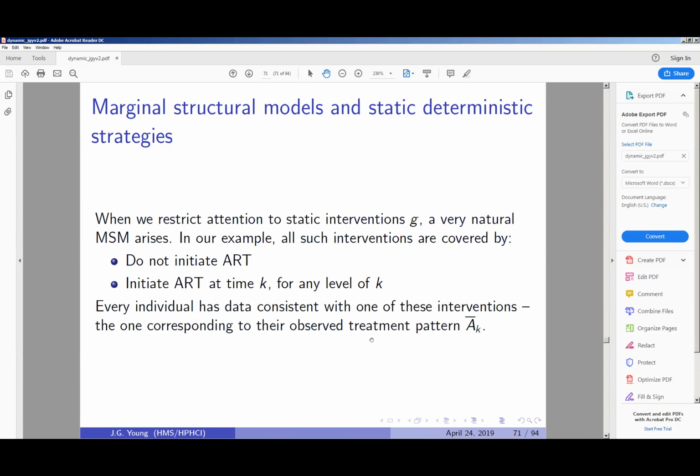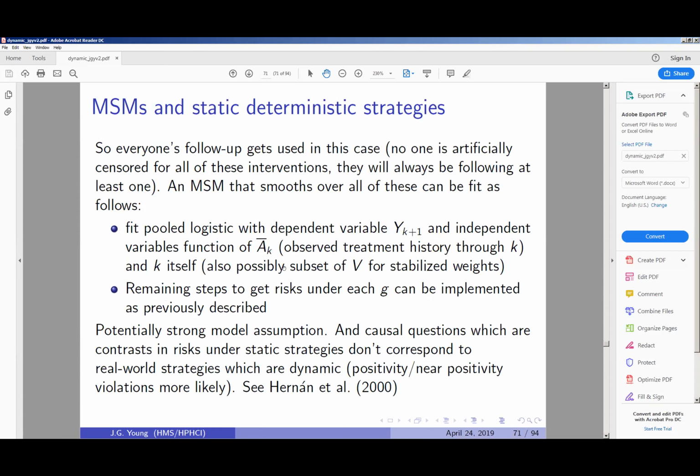It just would be more variable, because each individual is only contributing one of those strategies. Let's see, each individual is going to contribute themselves once to each of those strategies. So it's just an issue of precision.